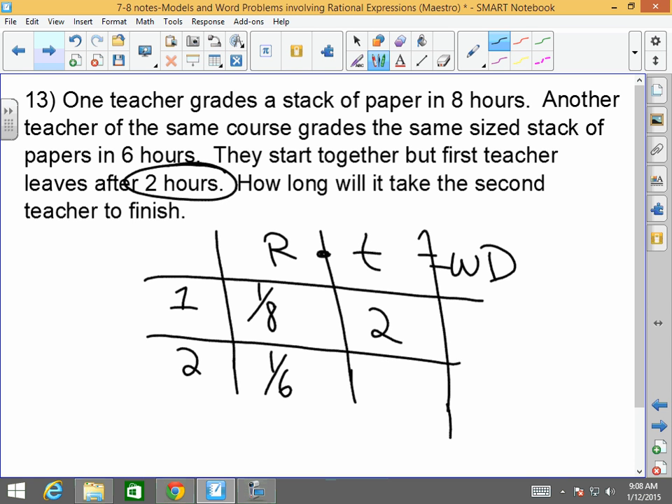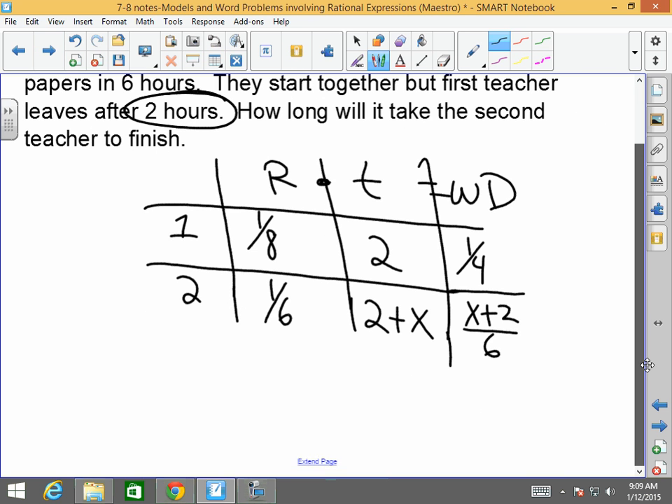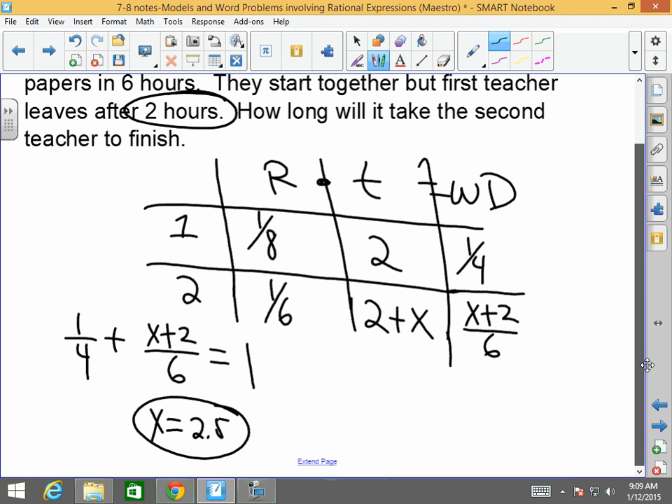Teacher 2, though, worked for the 2 hours together with teacher 1, plus he worked another x hours to complete the job. So the work done by the first teacher, good job on that part, was 1/4. The work done by the second teacher is (x plus 2) over 6. The work done by teacher 1 was 1/4, plus the work done by teacher 2 was (x plus 2) over 6. Together they completed one full job. You can solve that very easily, and x equals 2.5. So teacher 2 had to work an additional 2.5 hours.